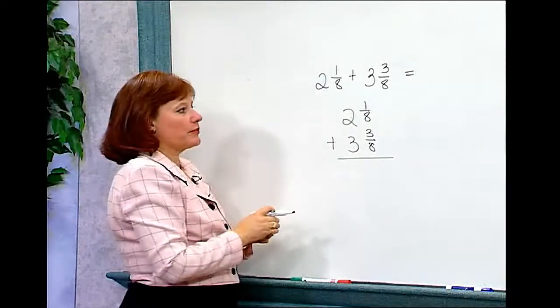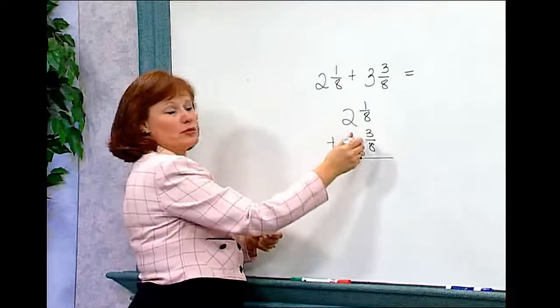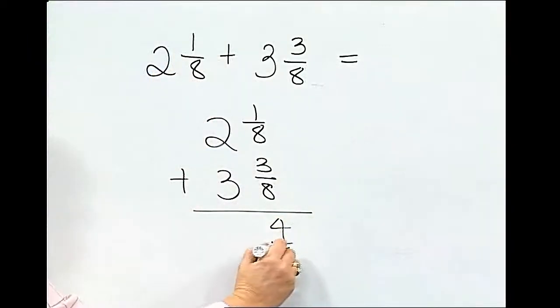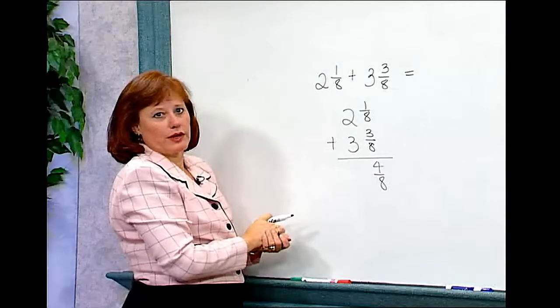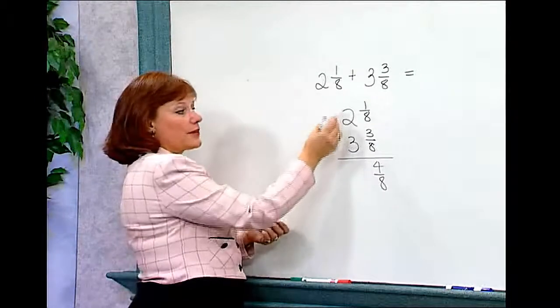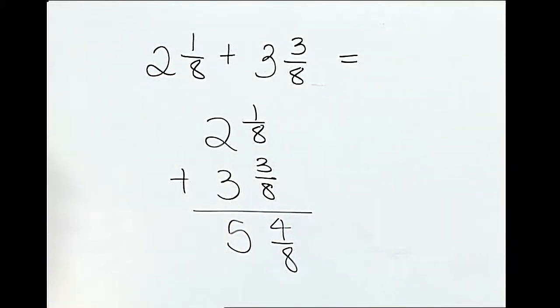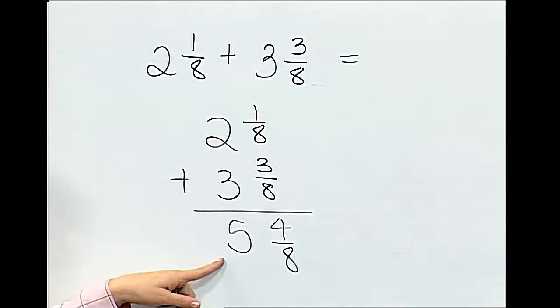I'm going to start by adding the fractions first. Since they have the same denominator, all I need to do is add the numerators. 1/8 plus 3/8 is 4/8. The denominator stays the same. I've added the numerators. Next, I'm going to add the whole numbers. 2 plus 3 is 5. So 2 1/8 plus 3 3/8 is 5 4/8.